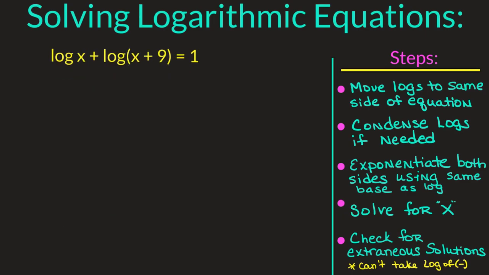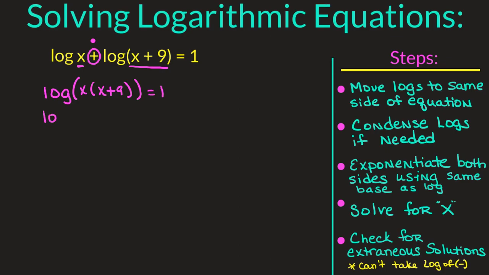Our next example, log of x plus log of x plus 9 equals 1. Looking at our steps, it looks like we don't need to really do step 1 because the logs are on the same side. We do need to go ahead and condense. So if you can recall, the plus in the middle of the two logs will mean that we're going to multiply. You're going to multiply the x times your x plus 9. You will only write the word log one time, so we have log of x times x plus 9, and all this is actually inside of parentheses, equals 1.